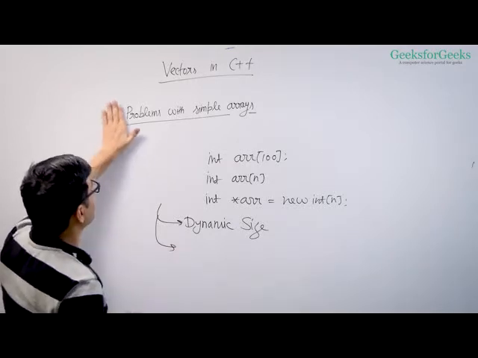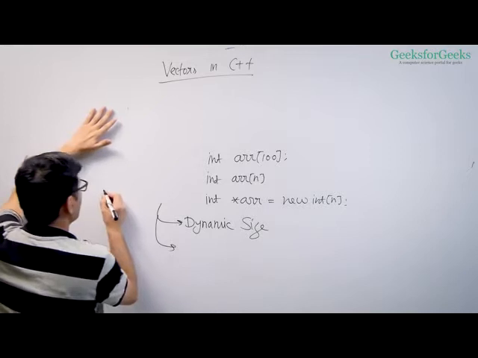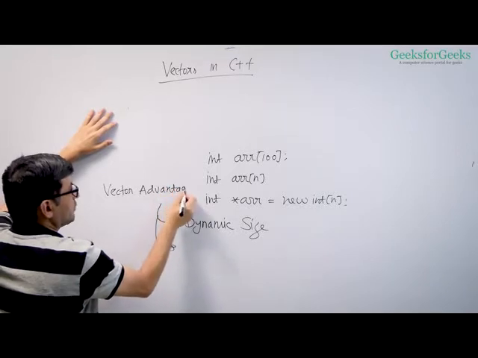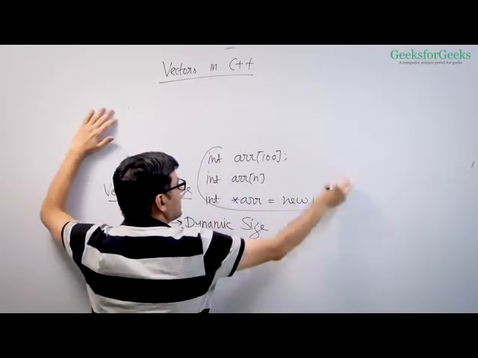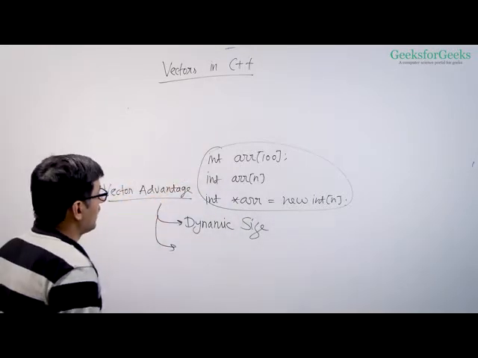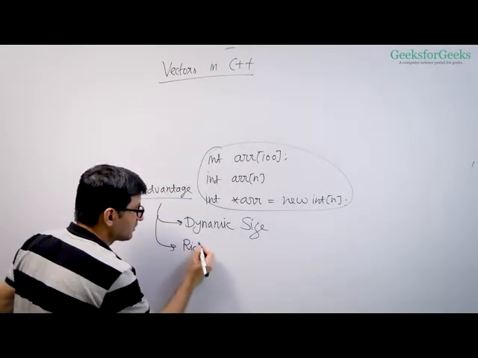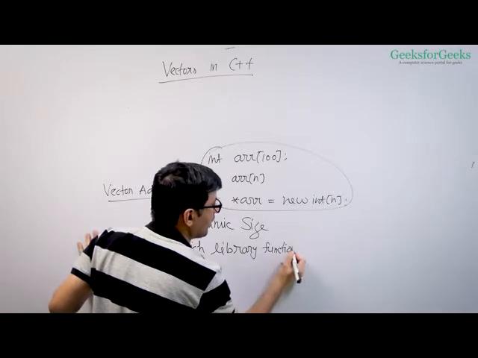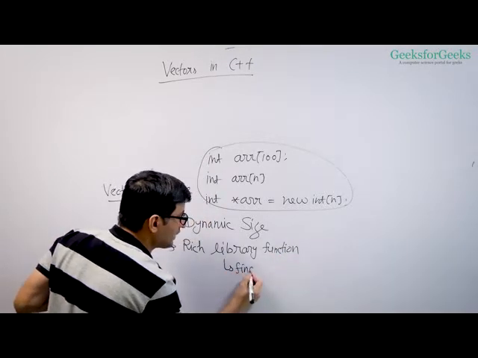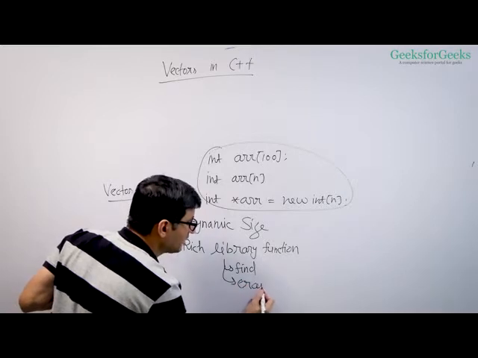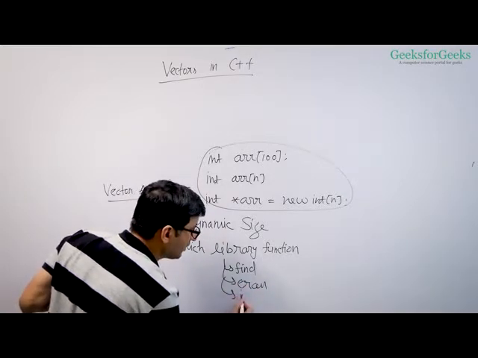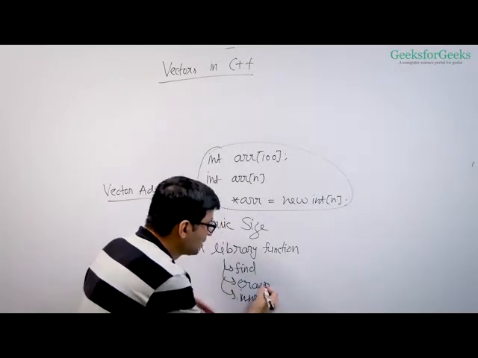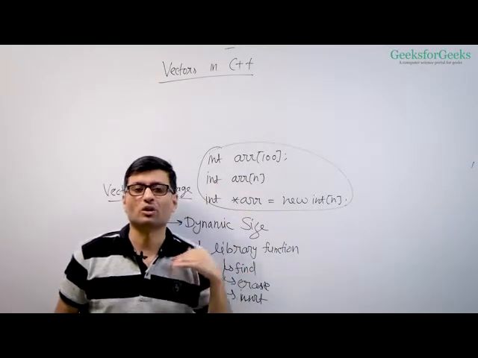So we're not talking about the problems now, we are talking about vector advantages. One is dynamic size, which is not there with arrays. You have a fixed size pre-allocated array. The other is rich library functions. You have a function to find an element, a function to erase an element from the middle, a function to insert an element in the middle, and many more. There are plenty of functions on vectors which might not work on normal arrays.